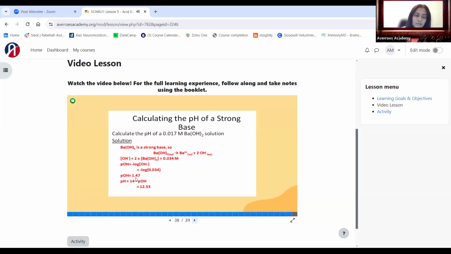And we get a pOH of 1.47. Subtract that from 14, we get a pH of 12.53. All right, that is the end of this lesson.